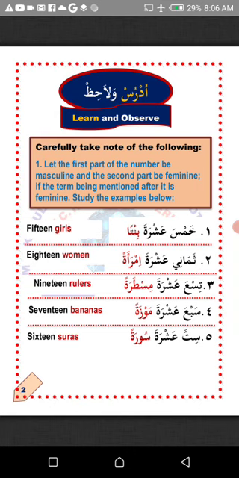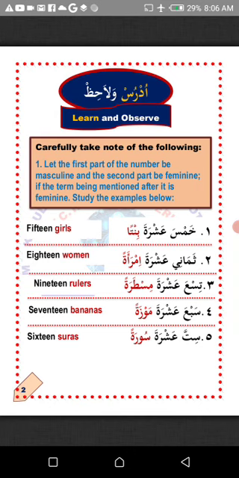If the number represents feminine, the first part of the number must be stated as masculine, that is mudhakkar, while the second part be stated as mu'annath, feminine, if what is being counted is feminine, that is mu'annath. If what you are counting is mu'annath, the first part of the number must be stated as mudhakkar, while the second part be stated as mu'annath.